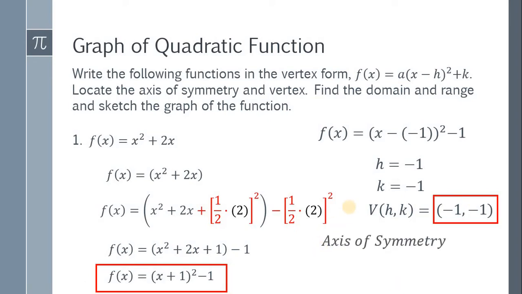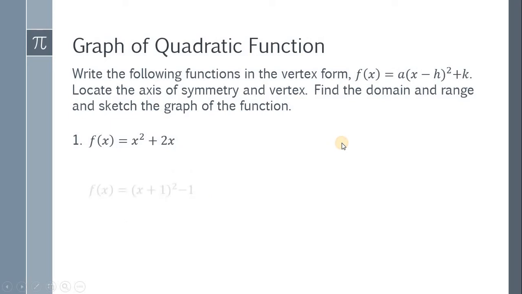Now, axis of symmetry, ito yung x-coordinate ng ating vertex. So, in this case, yun yung h. So, para kunin yung ating axis of symmetry, simple lang, kunin natin tong h is equals to negative 1 at yung h, palitan natin ng x. So, magiging x equals to negative 1 and that's it.